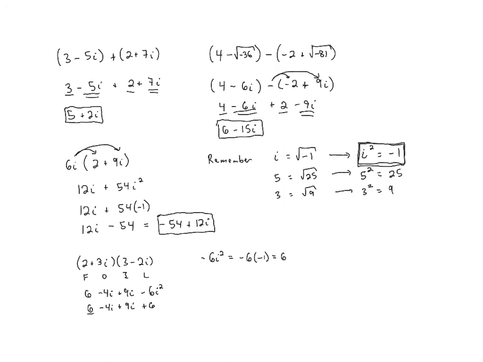Now that we've done this, we can combine like terms. The real parts, 6 plus 6, give us 12. The imaginary parts, -4i plus 9i, gives us +5i. And we end up with 12 plus 5i in the end.